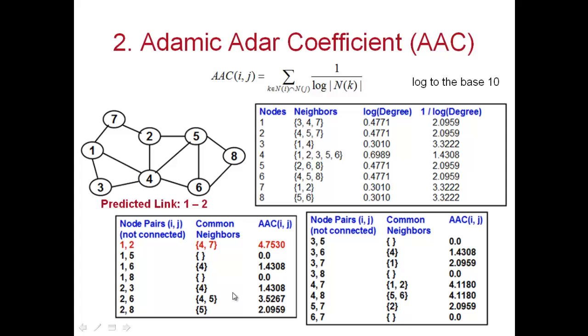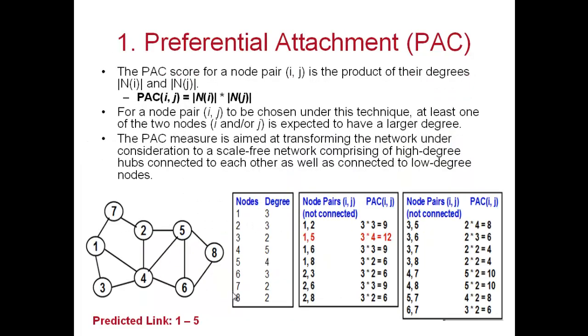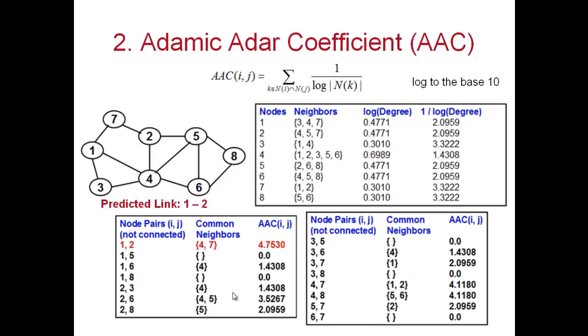So once you get the AAC scores of all the node pairs, just pick the node pair that has the largest AAC value. So in this case it will be 1, 2, and that is the link that you have predicted. Now for the same graph, the PAC measure predicted 1, 5, but in this case the AAC measure predicted 1, 2.